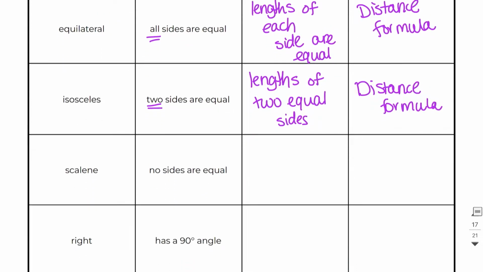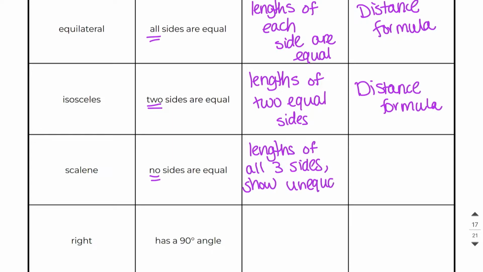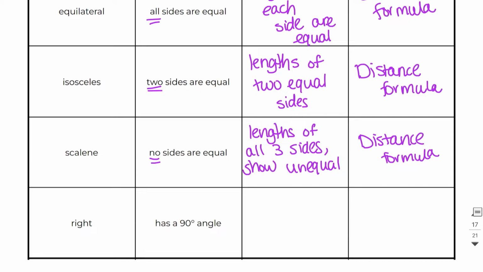And then lastly are scalene triangles, which means that no sides are equal. So we have to find the lengths of all three sides and show that they are unequal. Again, the way we're going to do that is by doing the distance formula. Okay? And then lastly is a right triangle.